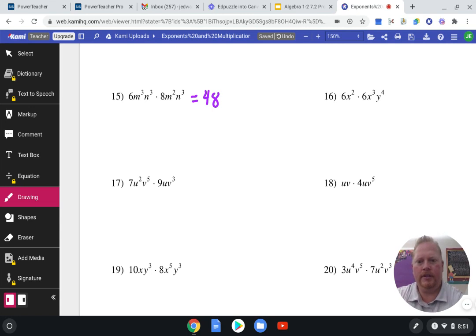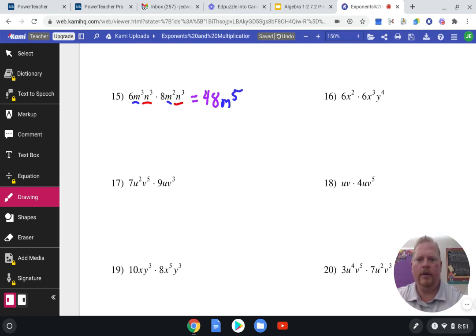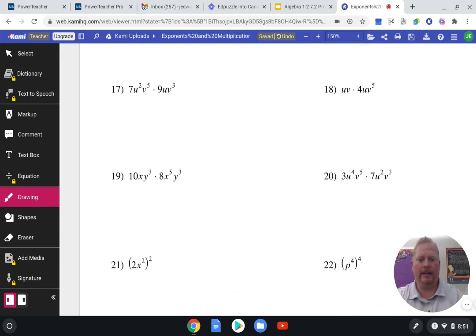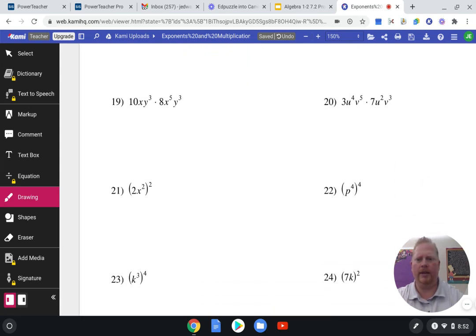Then I'll do the m's. M to the third and m to the second makes m to the fifth. And then n to the third and n to the third makes n to the sixth. So even though problems can look nasty, it's really not that bad. Let's take a look at question number 20, and then we'll wrap things up.